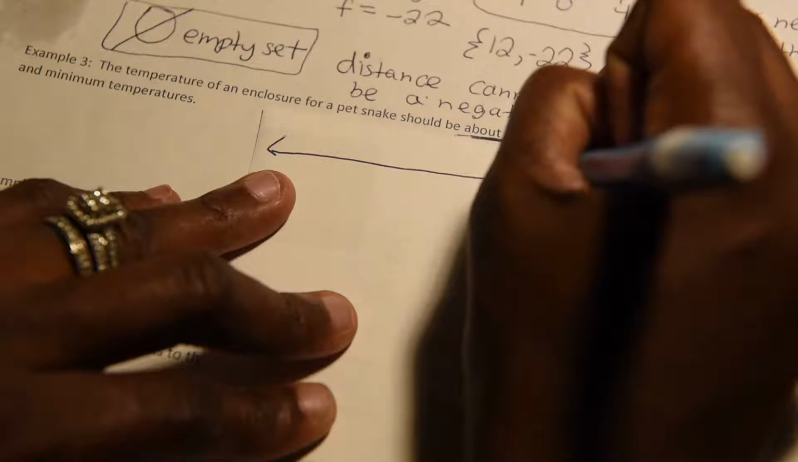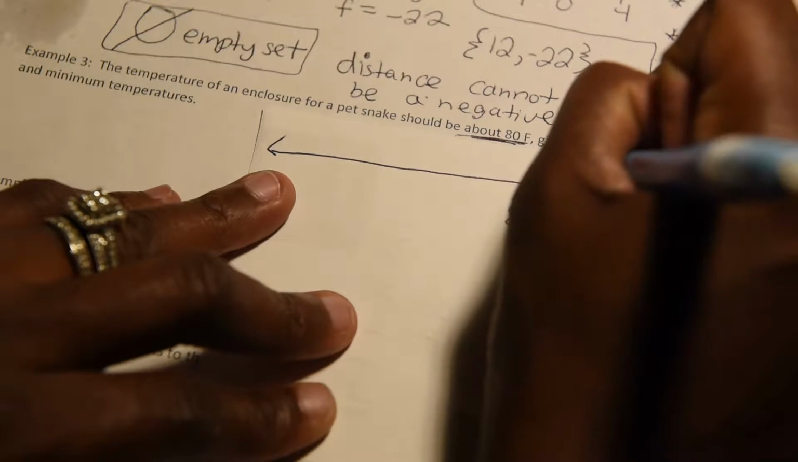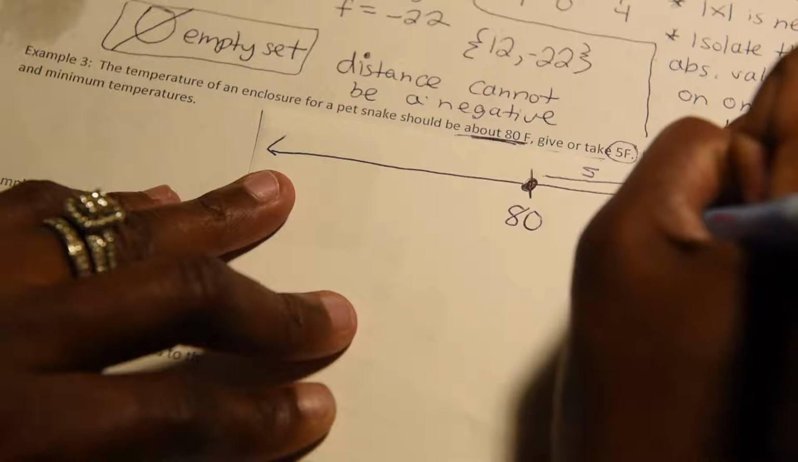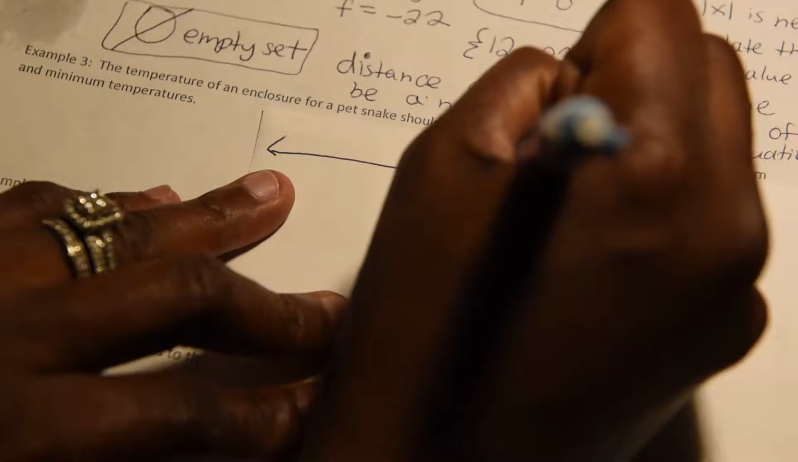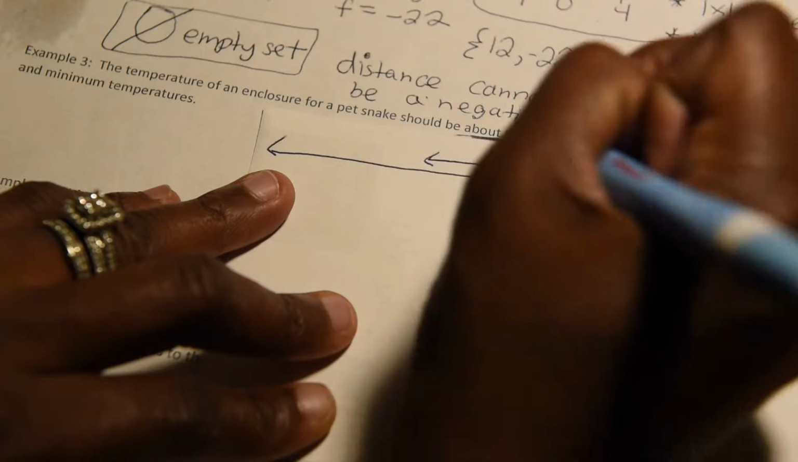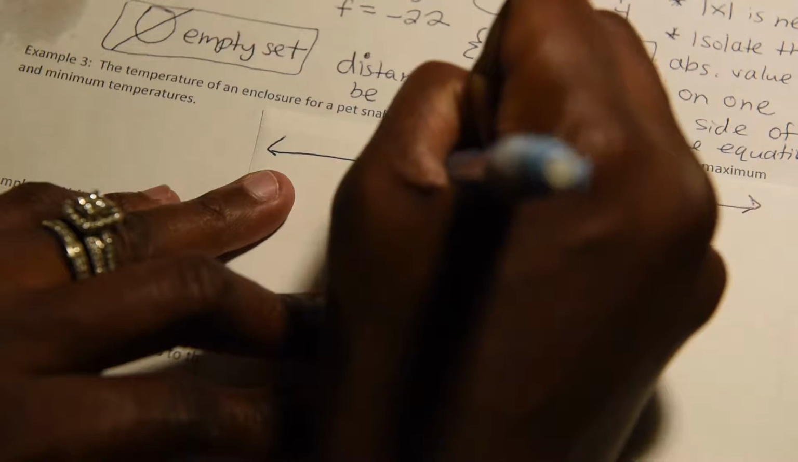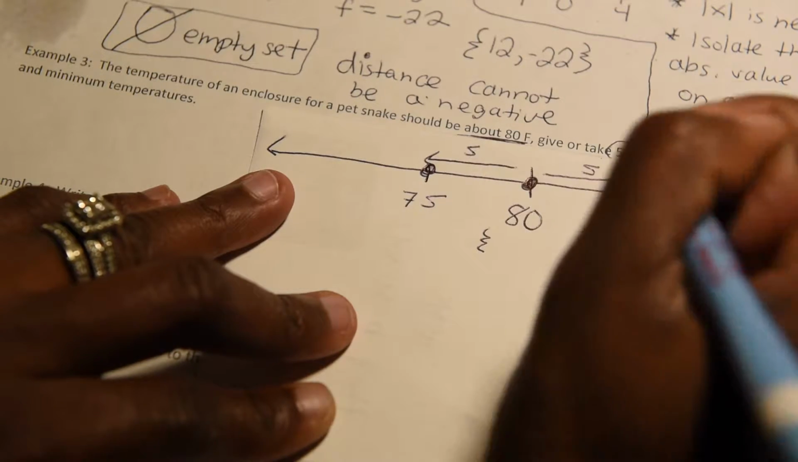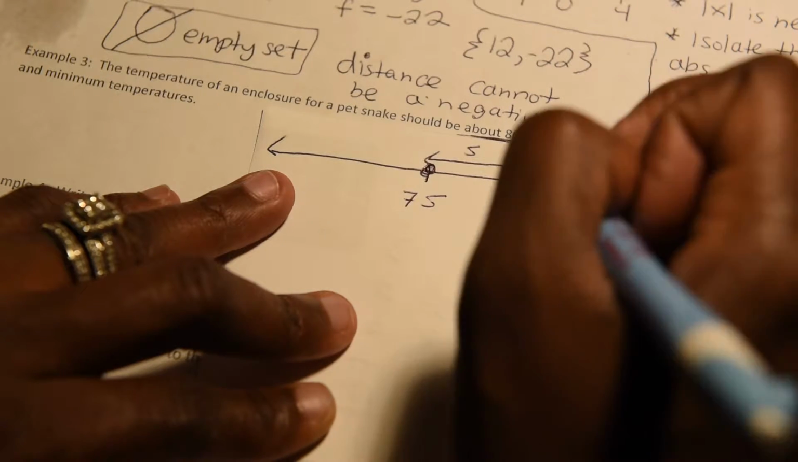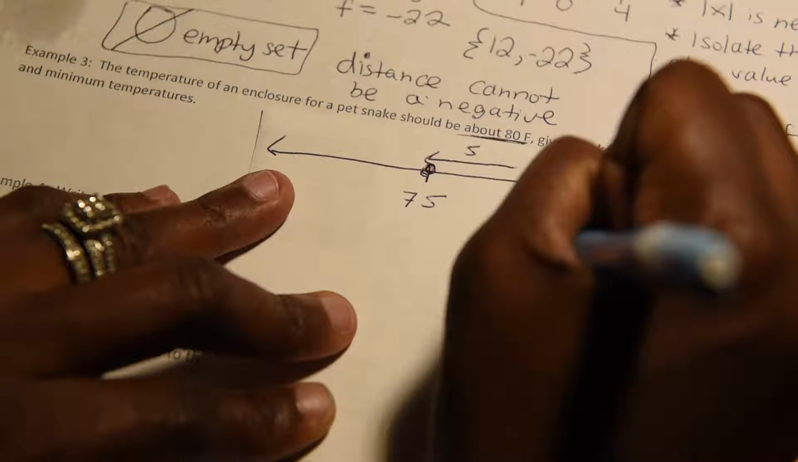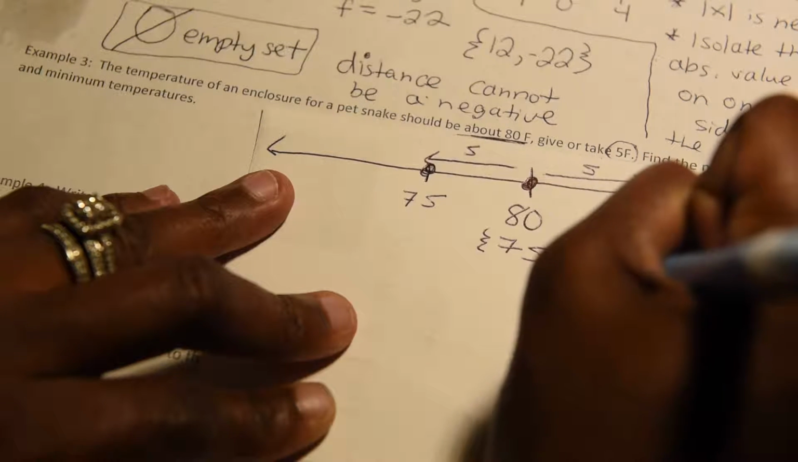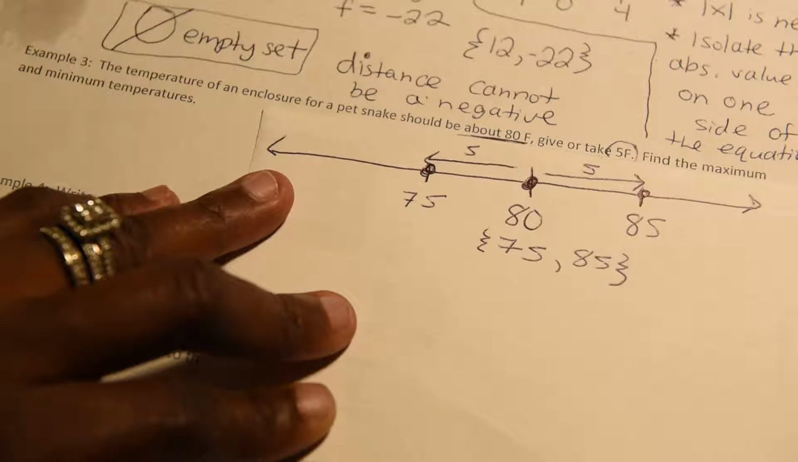So that means that I'm going to go this way 5 units, and where is that going to land me? Hopefully you said 85. Or my distance can be 5 units to the left, and where is that going to land me? Hopefully you said 75. So the minimum and maximum temperatures of the enclosure that holds a pet snake can be 75 or 85 degrees. So that's the minimum and maximum temperature.